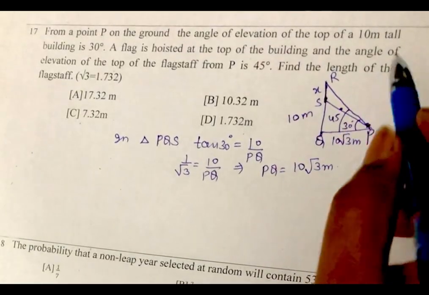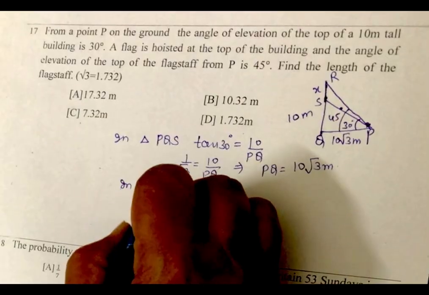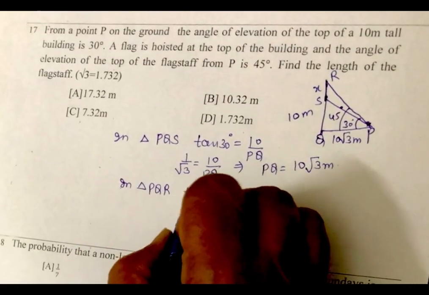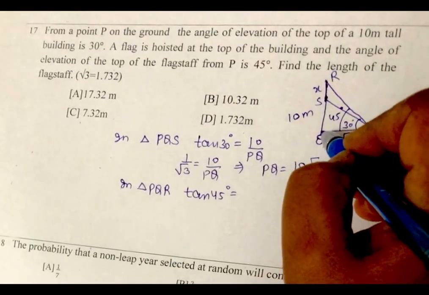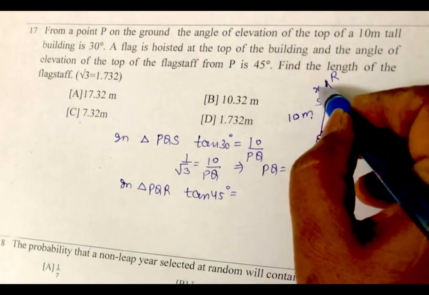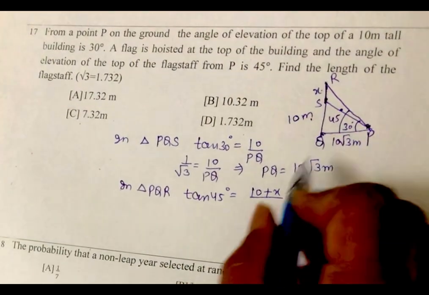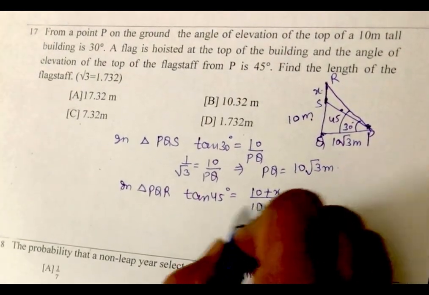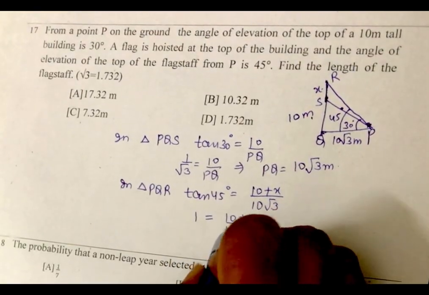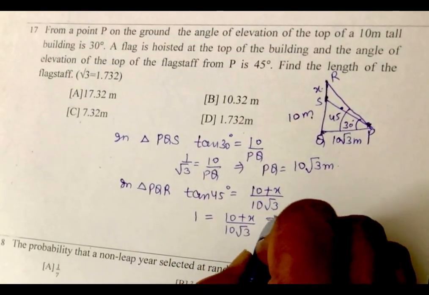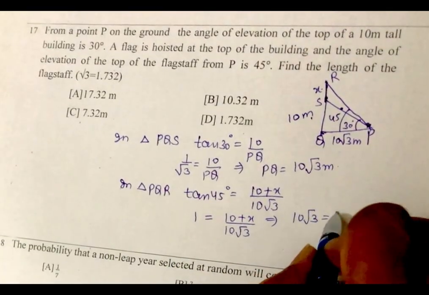Now in another triangle PQR, the angle is 45 degrees. So tan 45 degrees becomes, now this length RQ is 10 plus x. So it becomes 10 plus x upon PQ. PQ is 10 under root 3. Now tan 45 degrees is 1. So it becomes 1 equal to 10 plus x upon 10 under root 3. Now multiply this. So it becomes 10 under root 3 equal to 10 plus x.